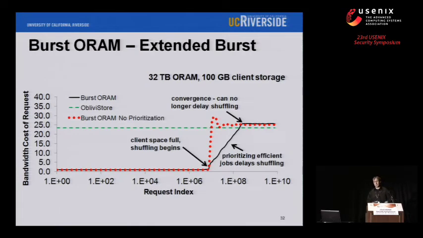And Burst ORAM, the cost starts out at 1, which is just that one block we have to retrieve from the server, until client space fills up, at which point we have to start doing some amount of shuffling work in order to push blocks back to the server and free more space for subsequent requests. By using the job prioritization or the shuffle prioritization technique I mentioned, we get more of a graceful degradation to the cost of oblivious store, and we can keep the burst going efficiently for longer, and thus keep response times lower for longer bursts.